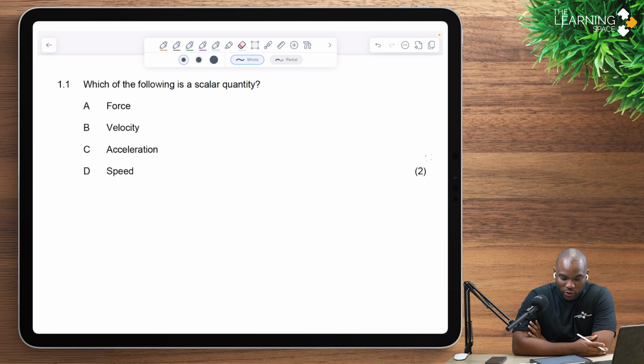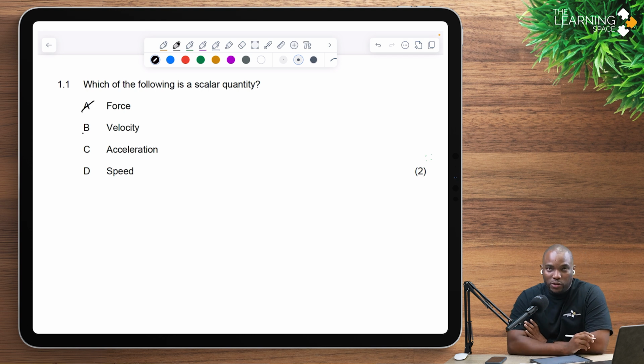1.1 says, which of the following is a scalar quantity? Options were given as A, B, C, and D, being force, velocity, acceleration, and speed. So as we look at this here, we can tell that force is not going to be one of the right answers because force is a vector, of course. Velocity will not be one of the answers because velocity is also a vector.